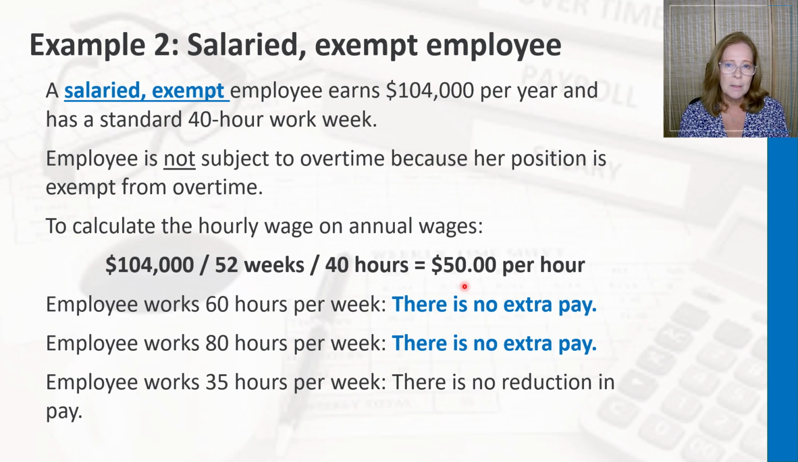What would happen if this employee works 60 hours a week or 80 hours per week? What if the employee works 35 hours per week? Well, if the employee works more than the standard work week, there is no extra pay, regardless of how many hours. If the employee works less than the 40-hour work week, then there is typically no reduction in pay. But take that as a general rule. There are some states that allow employers to reduce the pay if the employee works less than the standard work week.